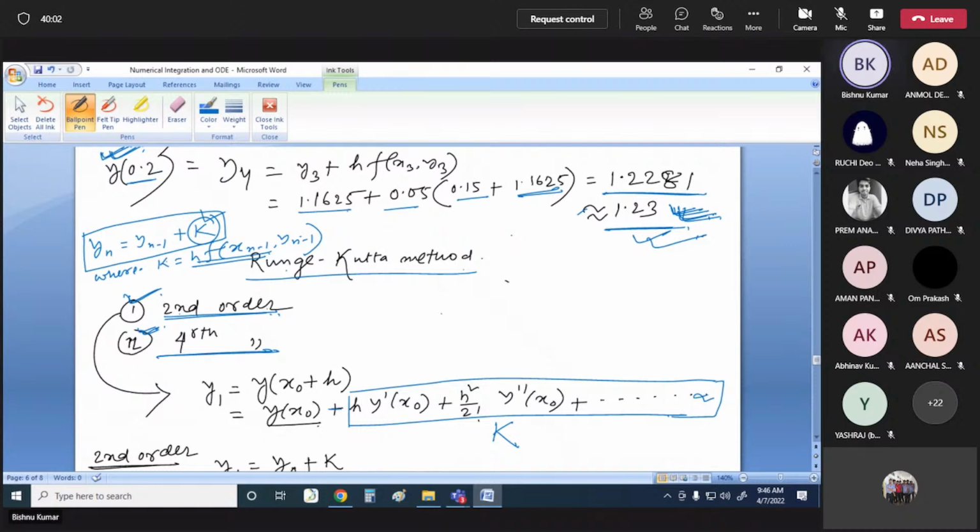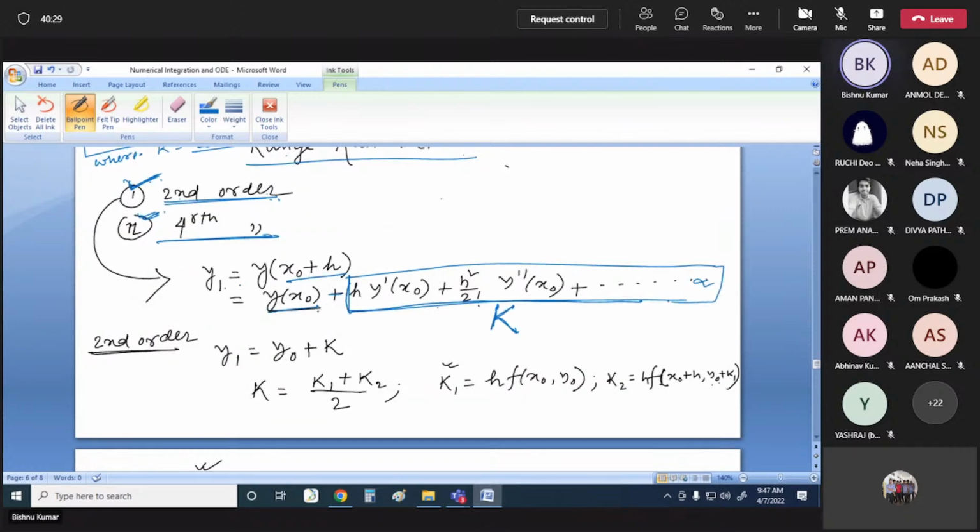Okay. Now that second order I am telling you just quickly. That structure will be yn equals yn minus 1 plus k. That k will be the average of 2k. So first of all, y1 I am calculating. y1 is y0 plus h. So y0, and that expression, if you express it in a Taylor series expression, that is overall k. Basically y1 is y0 plus k, and that k is the average of 2k, k1 plus k2 by 2.